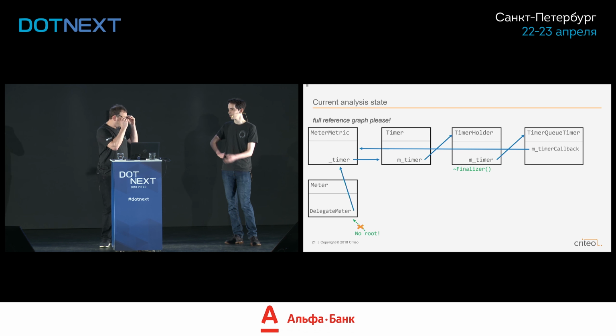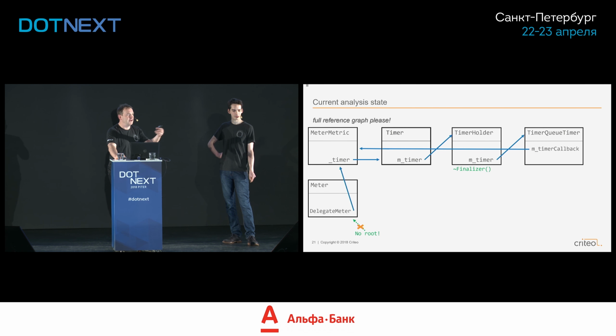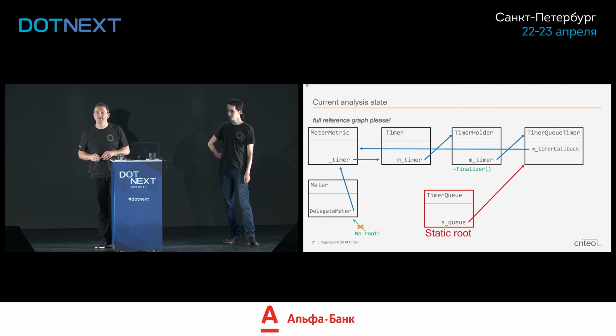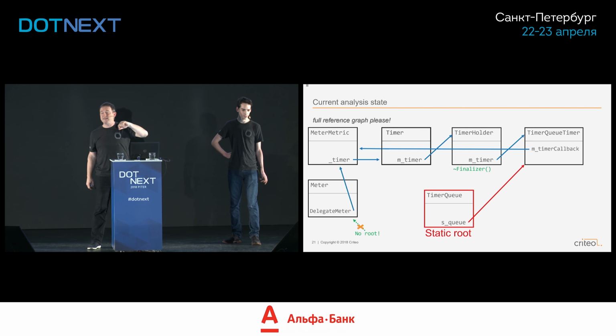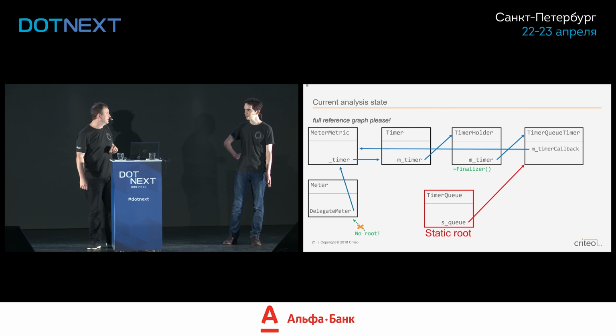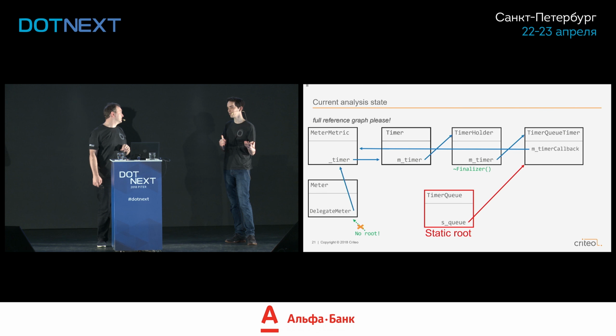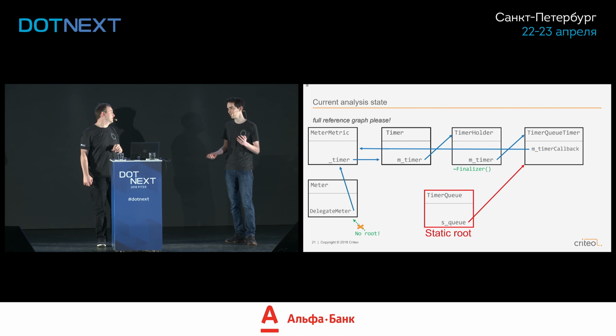Okay, so you still haven't explained why the finalizer didn't kick in. Yeah, it's because I was very fast when I explained how the timer Q timer works with the timer holder, but some of you might have noticed that there was this timer Q that referenced the list of all the timer Q timer, and this is a static field of the type. So it's a static root that keeps reference to the timer Q timer. Okay, so now you have just proven that there is something that is keeping the timers alive, but you still haven't explained why the finalizer isn't called.